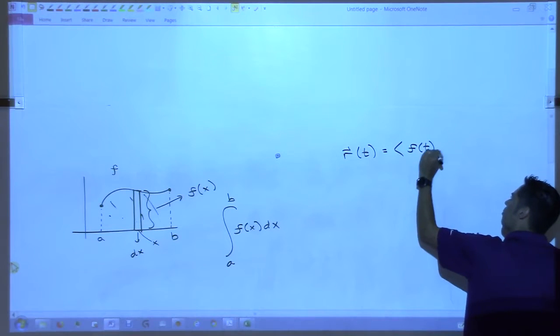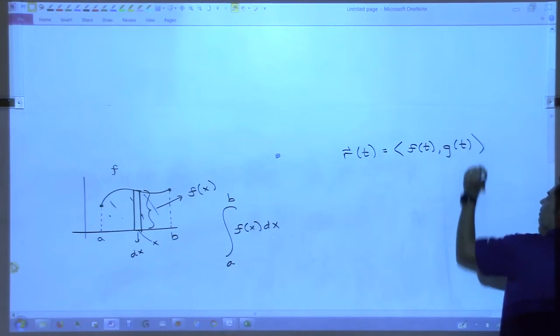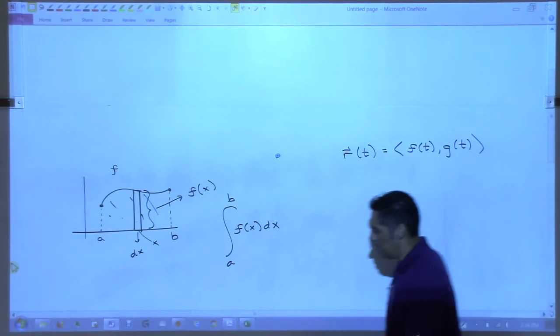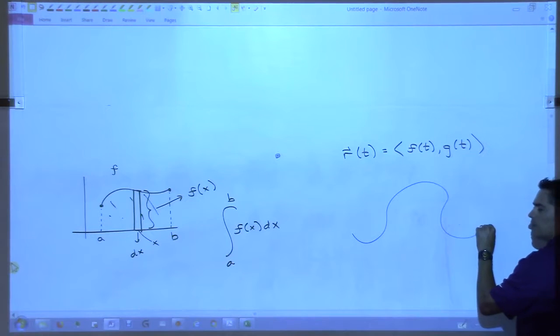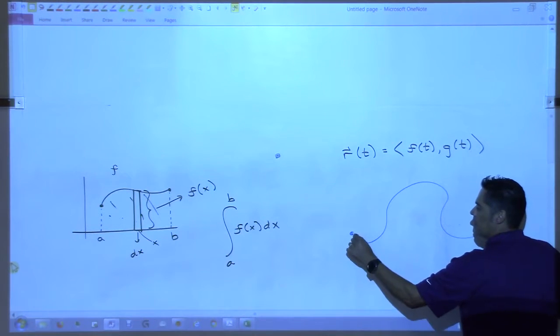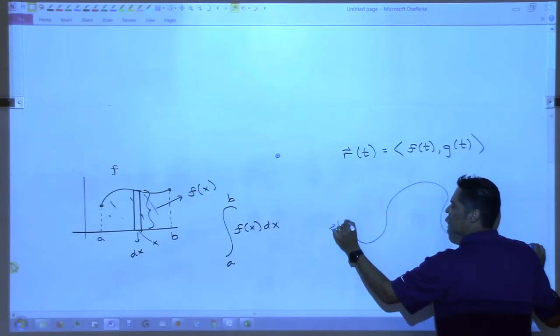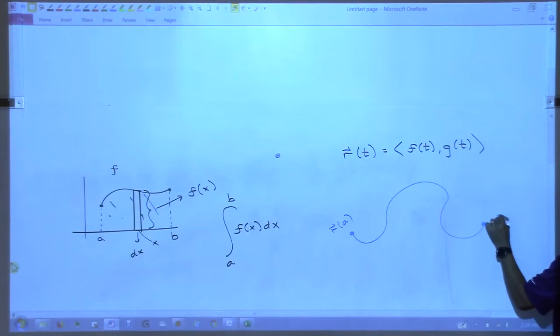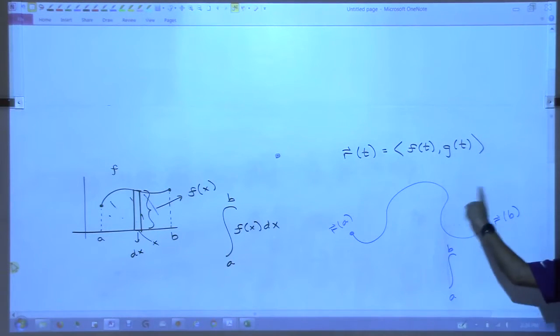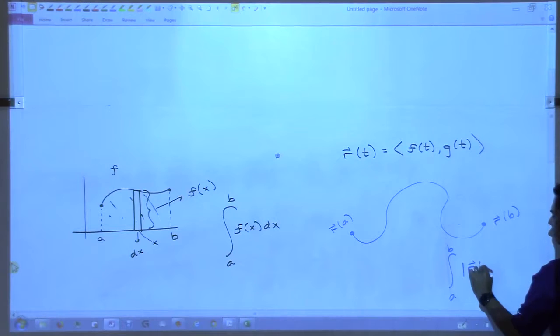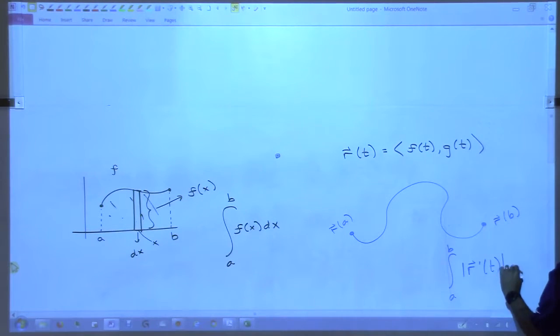Some two-dimensional space curve, and let's say that it looks like this, right? Then this starting point is r of a, this ending point is r of b, and the formula that we're being given is this, that to find the length of this curve, what we're going to do is take the derivative, take the magnitude, and do this computation, right? So let's see if we can't visualize what this looks like here.